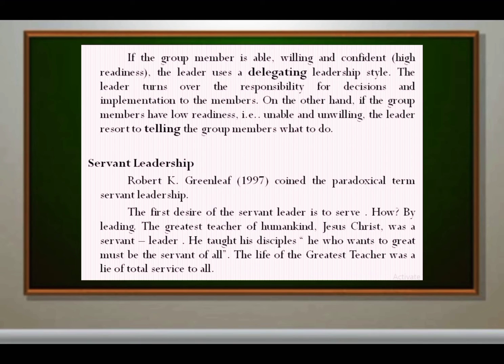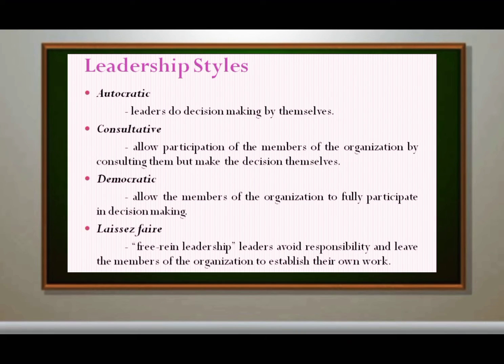He taught his disciples, "He who wants to be great must be the servant of all." The life of the greatest teacher was a life of total service to all. Next is the leadership styles. Leadership styles have been categorized into four: the autocratic, the consultative, the democratic, and the laissez-faire.